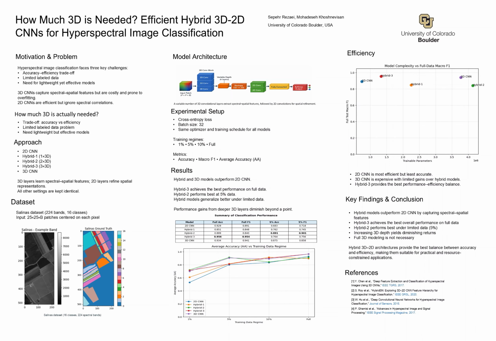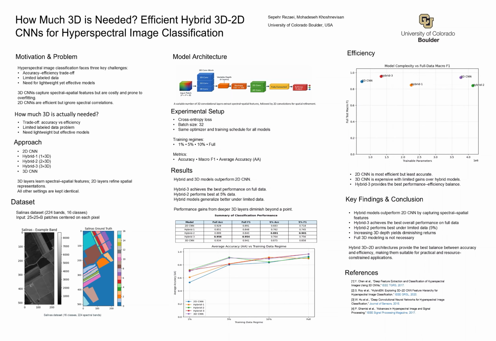We evaluate our models on the Salinas dataset, which contains 224 spectral bands and 16 classes. Each input is a 25 by 25 spatial patch with full spectral depth. This allows the model to learn both local spatial structure and spectral signatures.